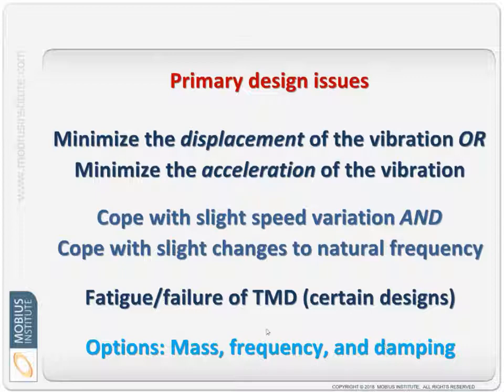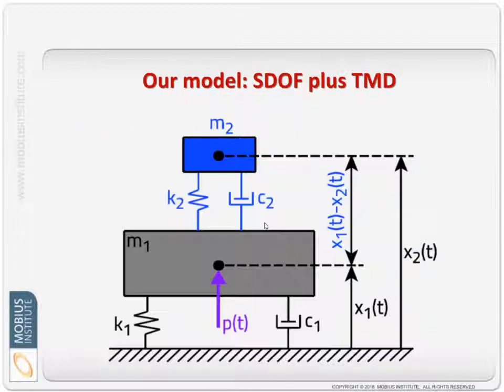There's the potential fatigue of the tuned mass damper, and there's the issue, what would happen if our natural frequency varied at all, or if the machine speed varied at all? Do we suddenly get into those, is it going to amplify the vibration? What will happen?